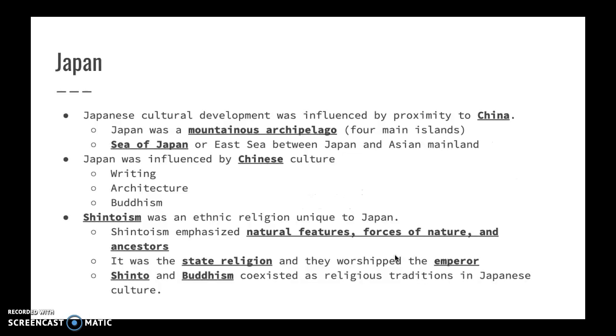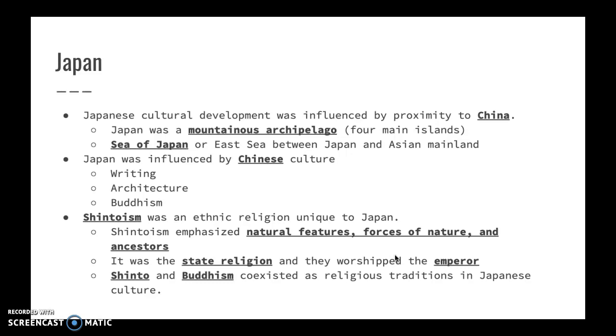Japan was a mountainous archipelago that was super, super close to China. Archipelago meaning that it was a chain of islands. The way that you can recognize Japan on a map is that it is literally shaped like a J. J for Japan. Japan was influenced heavily by Chinese culture.